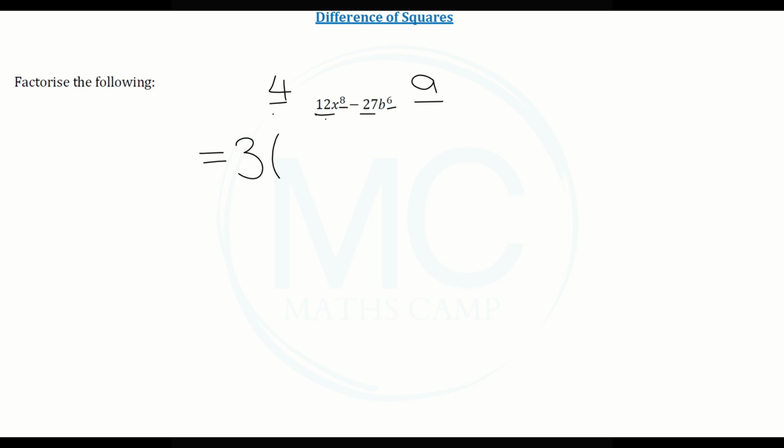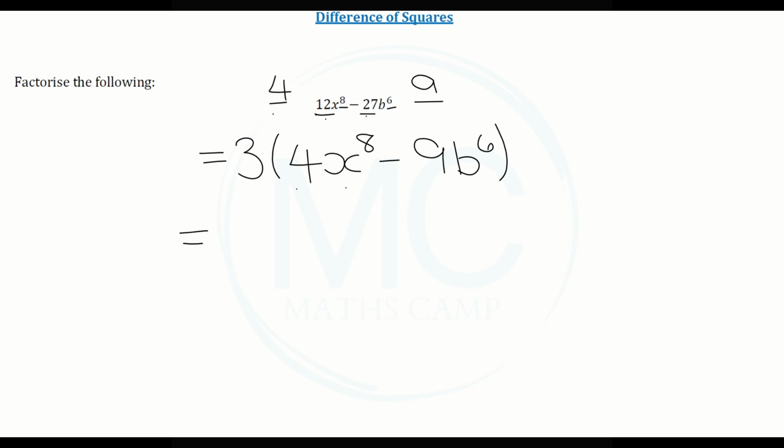12 divided by 3 is 4. So we have 4x to the power of 8 minus 27 divided by 3 is 9. So we have 9b to the power of 6. Now within our bracket, we've got 4x to the power of 8 and negative 9b to the power of 6. Both of these are square values. So now we can factorize using the difference of squares.